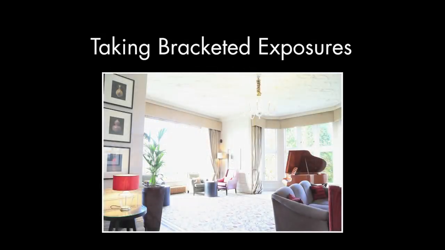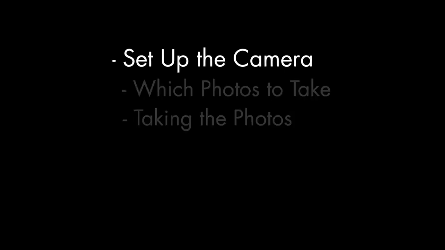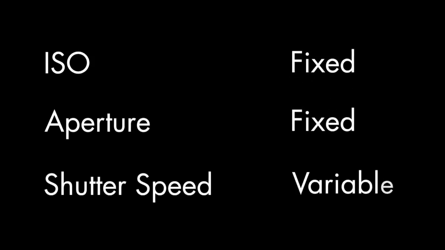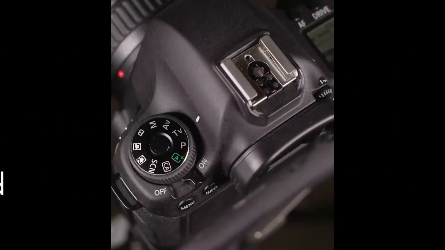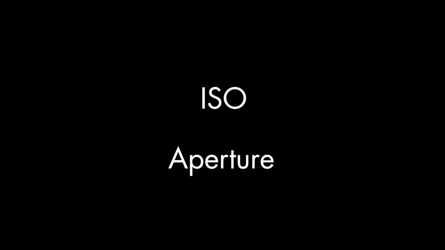There are three basic steps: set up the camera, which photos to take, and taking the photos. When you're taking bracketed shots for HDR, they should all have the same ISO and aperture. Only the shutter speed should vary. First set the camera to manual mode, and then set both the ISO and aperture.